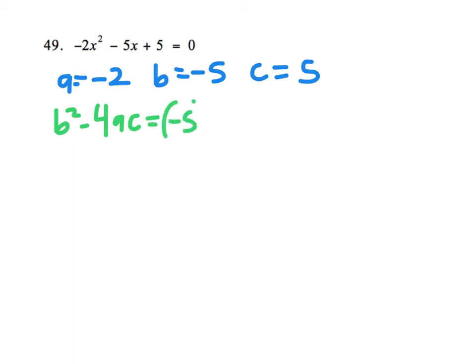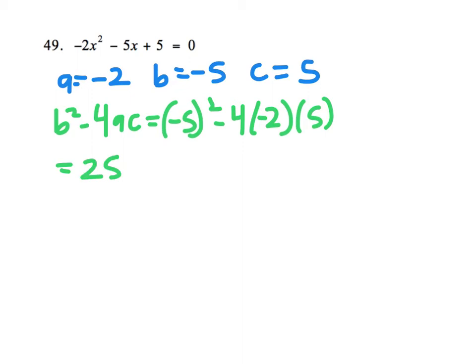So I really have -5 squared minus 4 times -2 times 5. When I simplify that, I would have 25. And then -4 times -2 is 8 times 5 is 40. So plus 40, which gives me a 65.